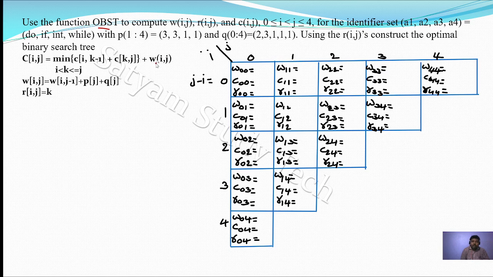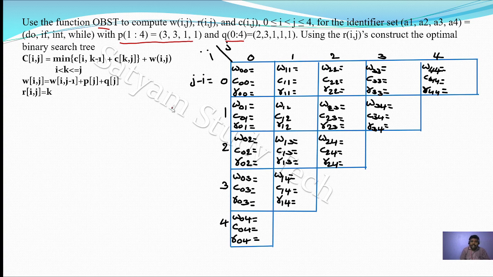In the previous video we discussed only the given keys and frequencies, that is, the successful probability. But here both are given: the successful probabilities P1 to P4, that is 3, 3, 1, 1, and the unsuccessful probabilities, that is 2, 3, 1, 1, 1. So the unsuccessful frequencies and the successful frequencies are both given. These are the keys, 4 keys: do, if, int, while. Now you can start the process.